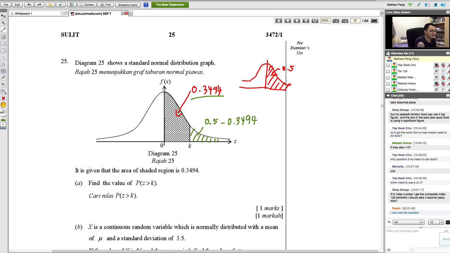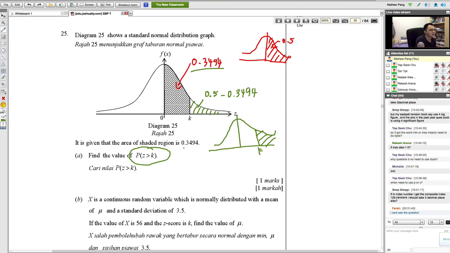Okay, then the next thing you need to understand is the meaning of P bracket Z is bigger than K. Which area is the question trying to say? It's something like this. If this is my middle value and this is my K value, then Z must be bigger than K, so it's bigger than K is this area. Okay, so you need to understand this before you try to get the 1 mark. So for this kind of question, I will say 0.5, which means the total, minus probability Z is bigger than K, I will get 0.3494. It makes sense.